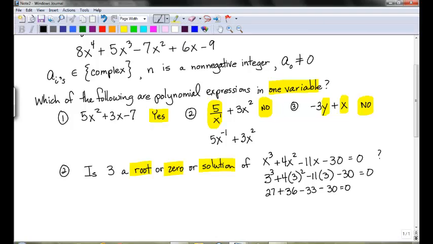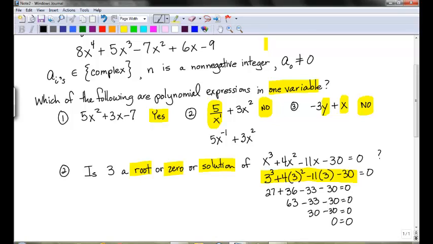Is it a root? Yes, because you do get 0. Make sure when you're doing this part, everything you did in Algebra 1 and Geometry comes back, like the order of operations. You got to do the exponents first, then you do the multiplying. Remember the PEMDAS? Please excuse my dear Aunt Sally.